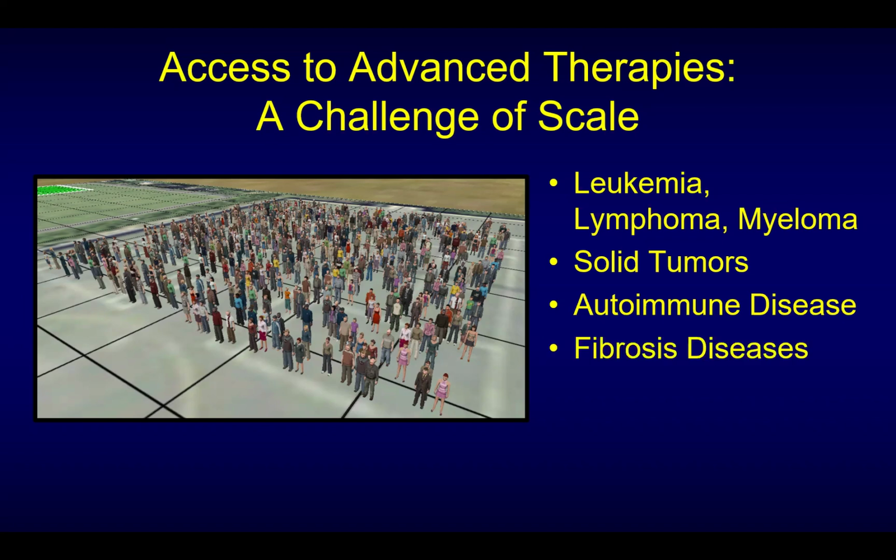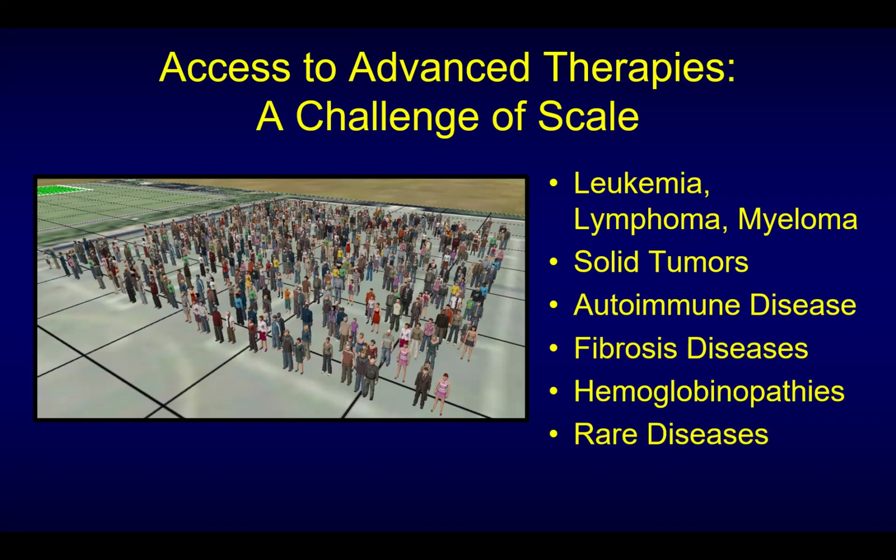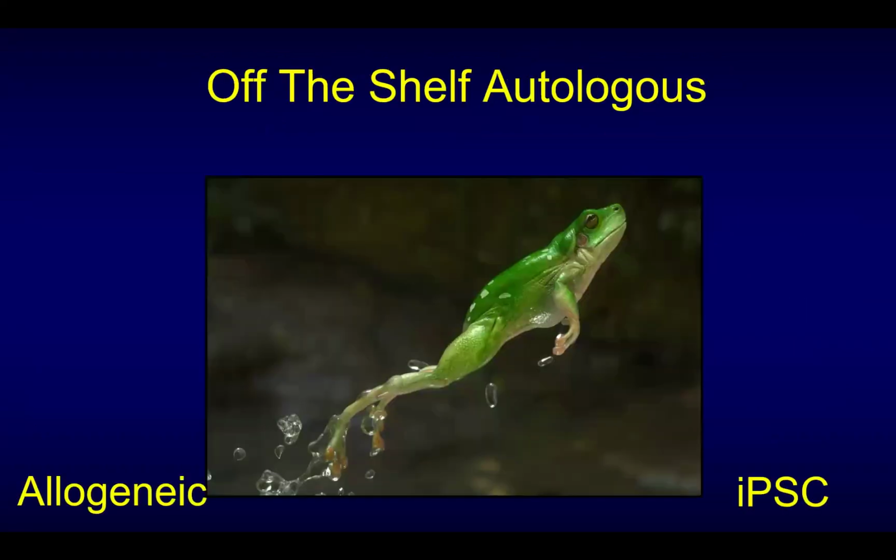And then thinking more broadly in fibrosis diseases, the engineered stem cell approaches in hemoglobinopathies and rare diseases, there aren't enough humans on Earth to do the ex vivo manufacturing of all of these therapies, let alone the infrastructure. Now, there are allogeneic approaches being developed and also induced pluripotent stem cells. But what if we could leapfrog those approaches with an off-the-shelf autologous approach?